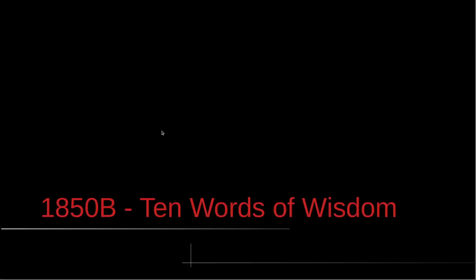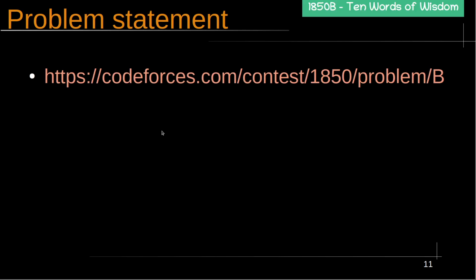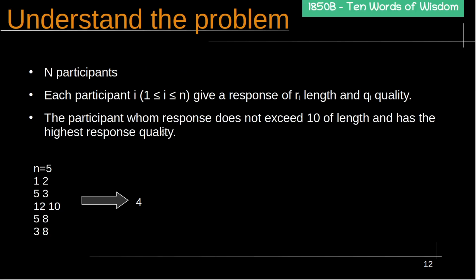Problem B, 10 words of wisdom. Problem statement: we have n participants. Each participant i, such that i is between 1 and n inclusive, gives a response of length a_i and quality b_i. The participant whose response does not exceed 10 words in length and has the highest response quality is our task, our output.